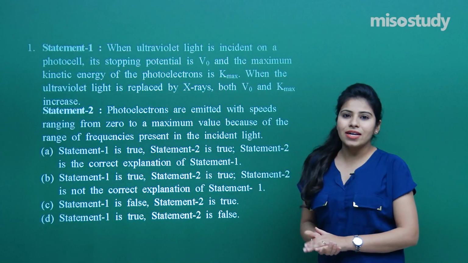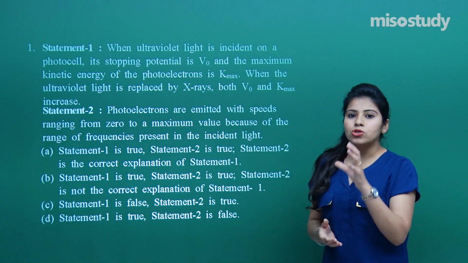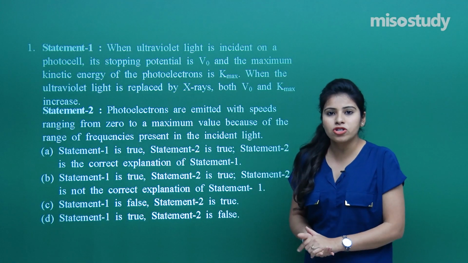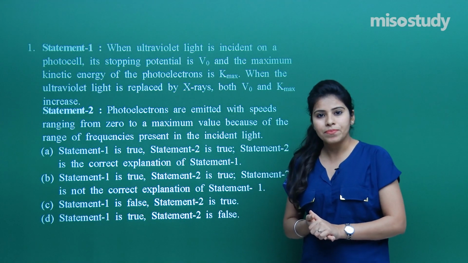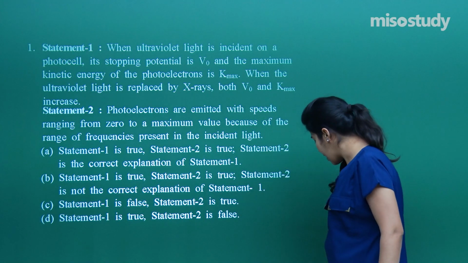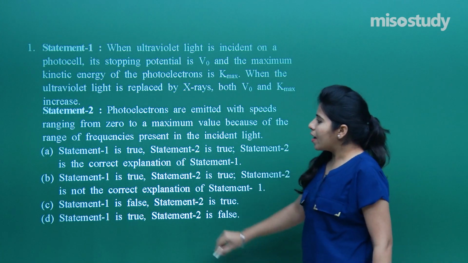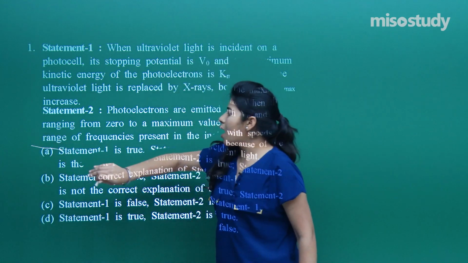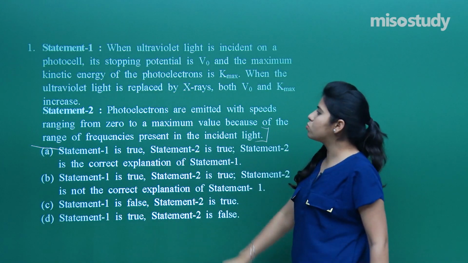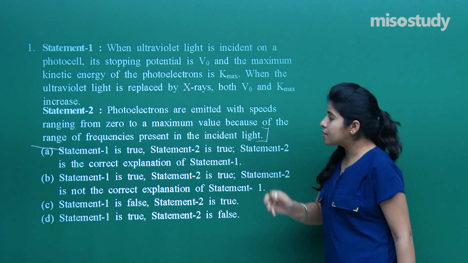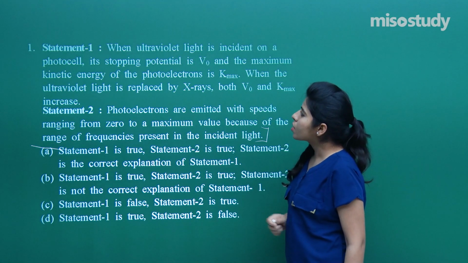Alright, as I always say, don't be intimidated by the length of the question. The more lengthy the question is, the easier it becomes. Here I can see that there are options from A to D. The question runs from statement 1 to statement 2, so let us see what the question is saying.